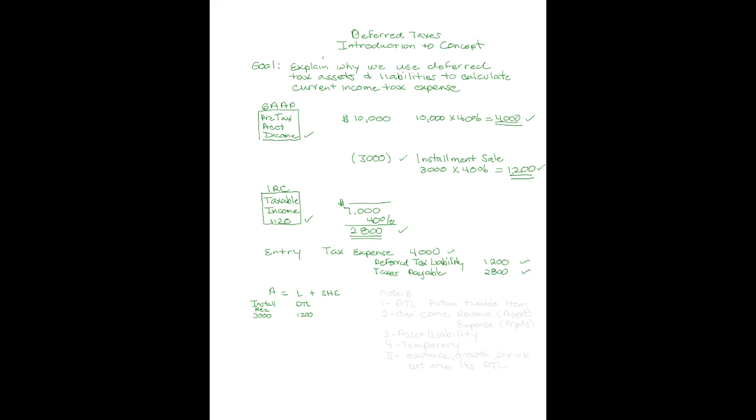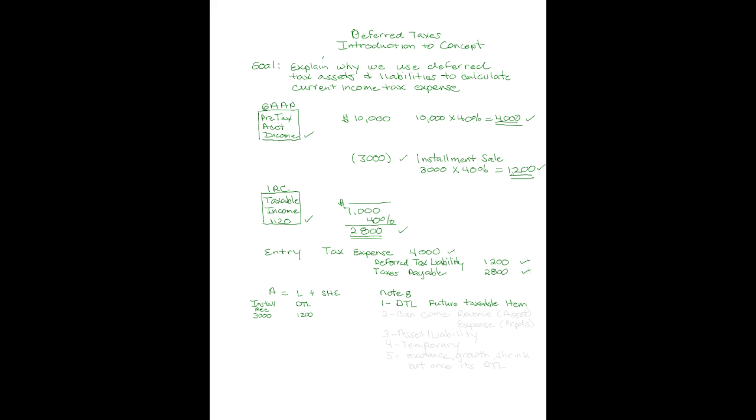Fascinating, isn't it? There are a few things I want you to note as we move forward, to remember from this discussion. The first thing is that deferred tax liability can also be called a future taxable item, because that $3,000 will be taxed in the future. The $3,000 on our balance sheet shows the revenue. The $1,200 is the tax consequence of that revenue.